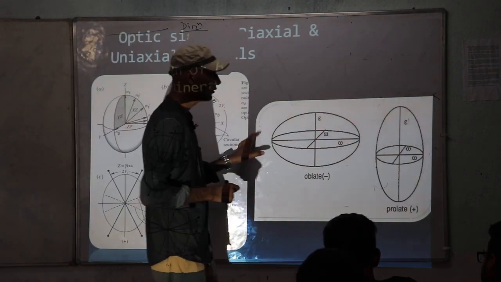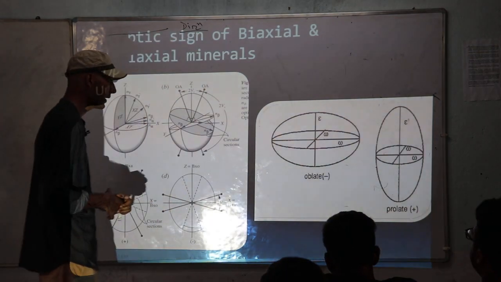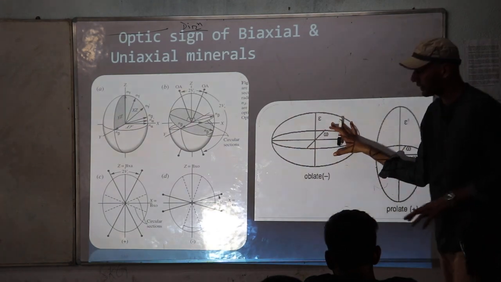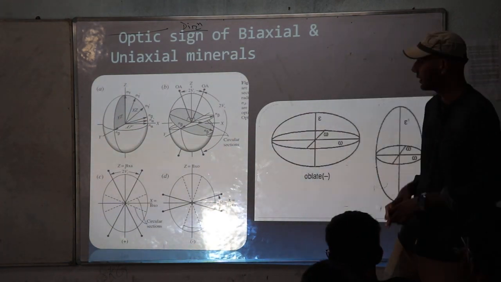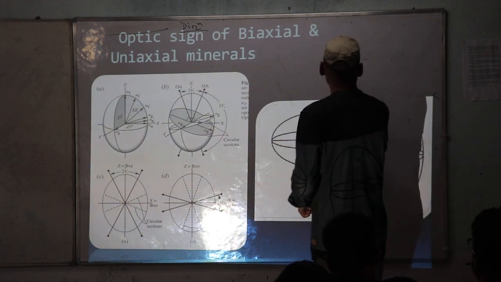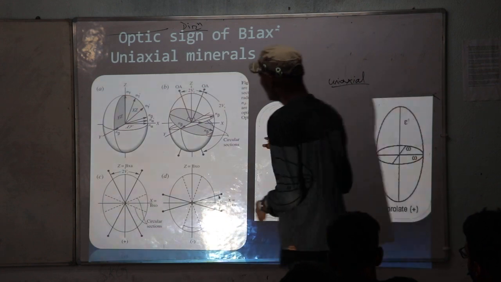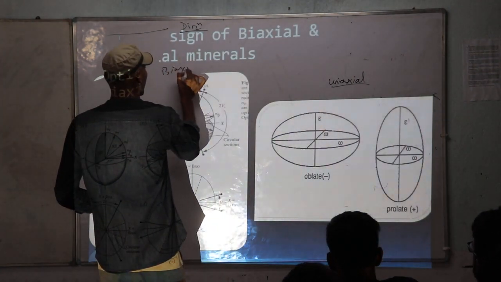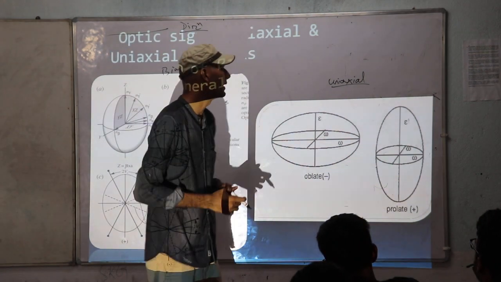Okay, so here we are continuing with the indicatrix of different minerals, like uniaxial and biaxial. You can see here this is the shape of the indicatrix of uniaxial and this is for biaxial. So starting with uniaxial, what happens? Before going to the different types of indicatrix, let's discuss what is indicatrix.